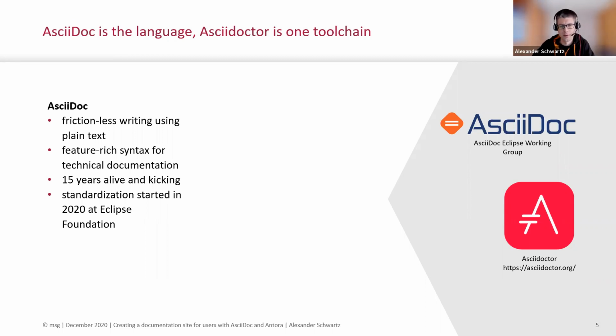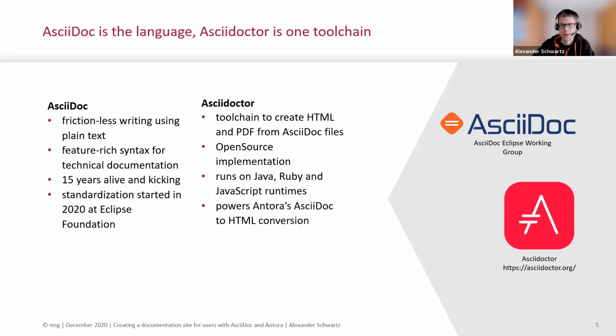That is the idea of this working group, and also get vendors of IDEs together, so they can exchange their ideas about features and everything. And Asciidoctor is one of the tool chains, the tool chain that creates, for example, HTML or PDFs from AsciiDoc files.